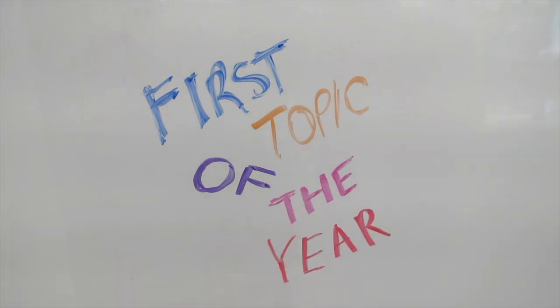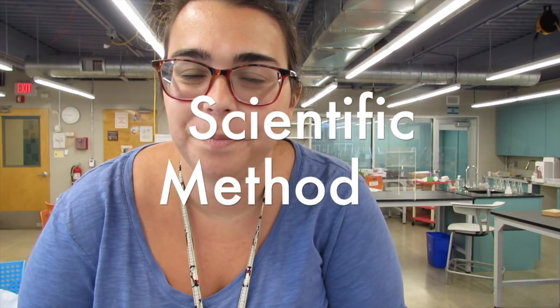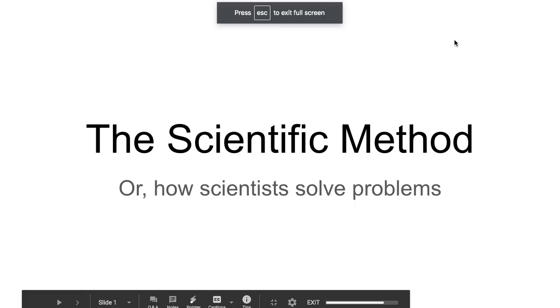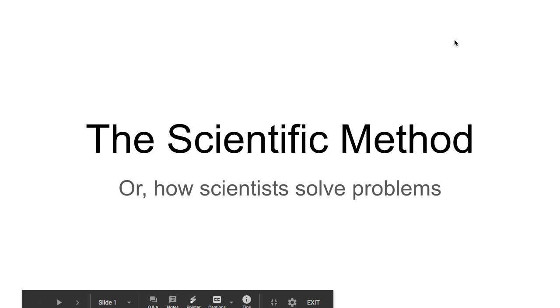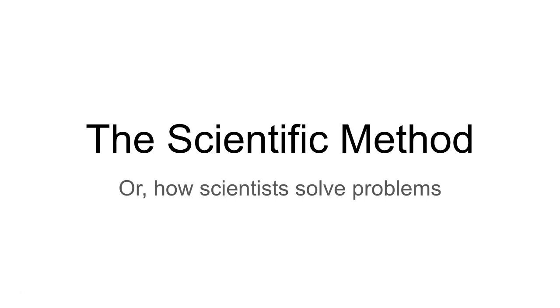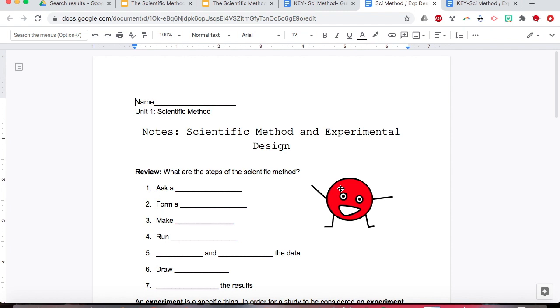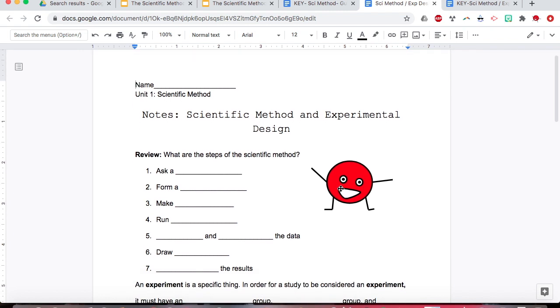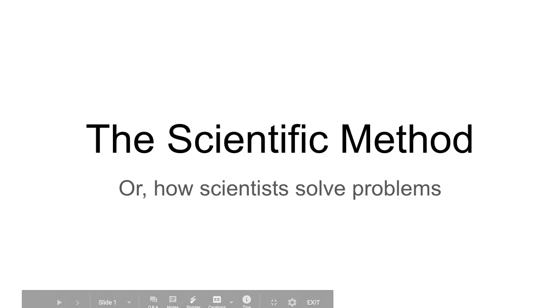So now it's time for the first topic of the year, which is, like always, scientific method. Featuring my friend, and hopefully yours, Bob. He's just a circle with a face on it, but people love Bob. So here we have it, the first lesson of the year, the scientific method, or how scientists solve problems. Remember, as we go through this lesson, fill in your guided notes, and if you need to, pause the video or watch the video again. So to learn about the scientific method, I need to introduce you to Bob.